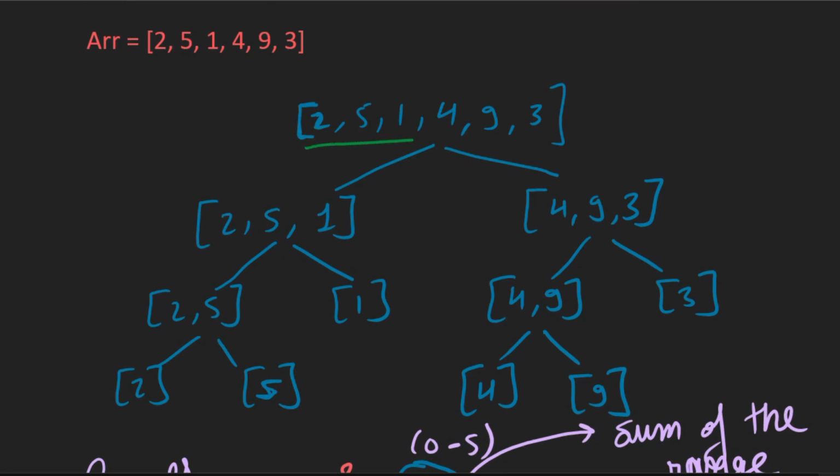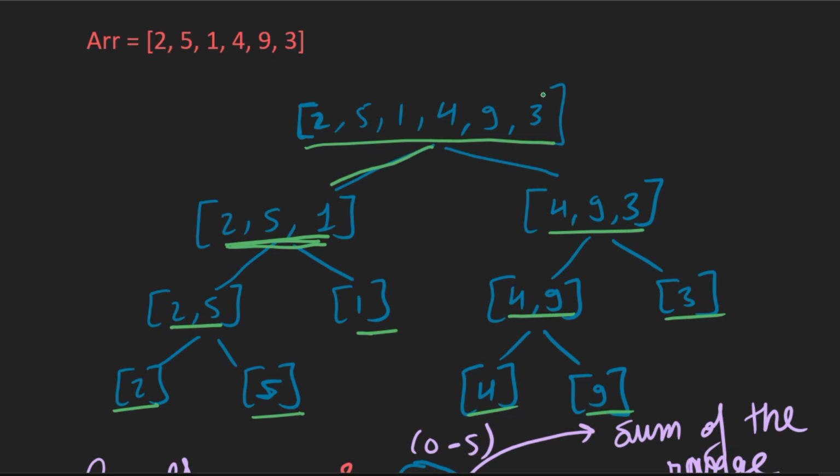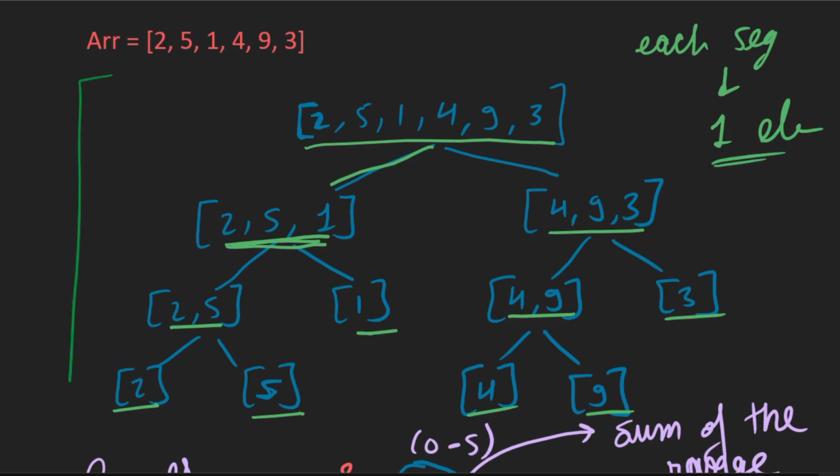We have taken the whole array, then divided it into two different segments, 2 5 1 and 4 9 3, and then further divided those segments into multiple segments. We have divided 2 5 1 into 2 5 and 1, then 2 and 5. Similarly we have divided 4 9 3 into 4 9 and 3, then 4 and 9. We divide the segments until each segment has only one element. We keep dividing.